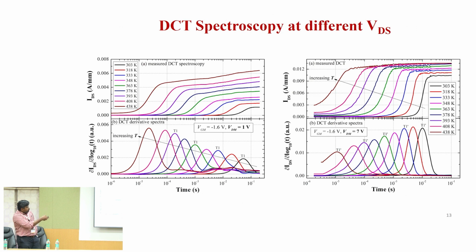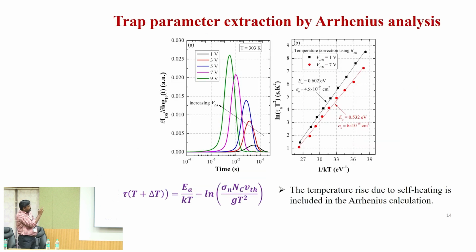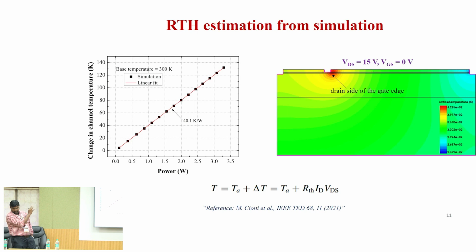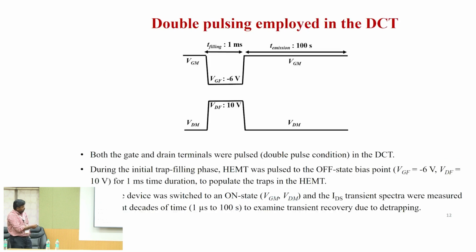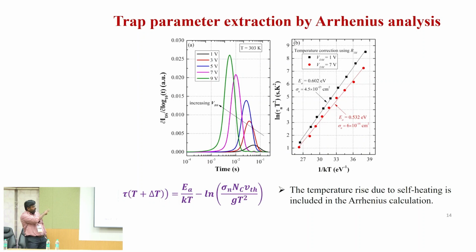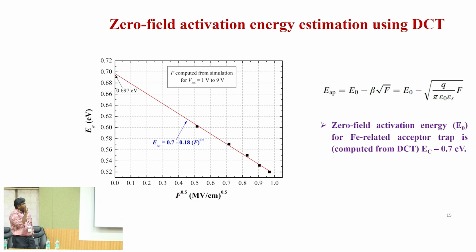Similarly, for these two cases the Arrhenius plot is made. From the slope and intercept you can extract the activation energy and capture cross section, and in this equation we have considered the delta T. According to this, we know the RTH value and the power dissipation, so the self-heating induced temperature rise in the channel is already incorporated in the expression. Now our objective is to calculate the zero field activation energy. This was demonstrated long back by Menige in 2013.